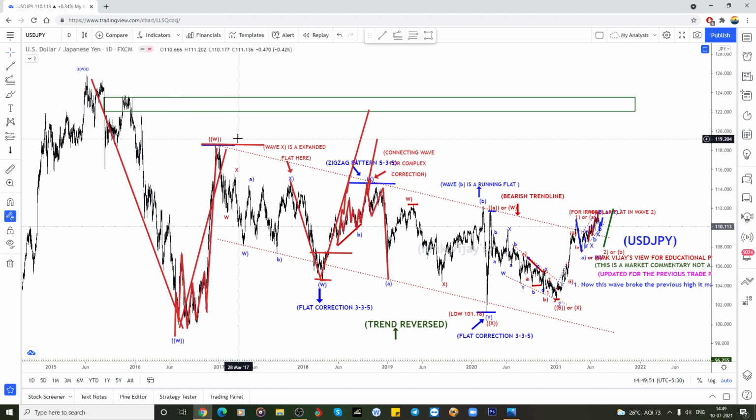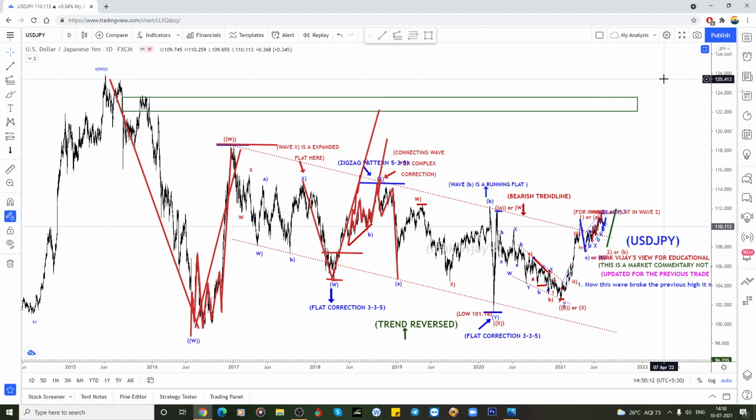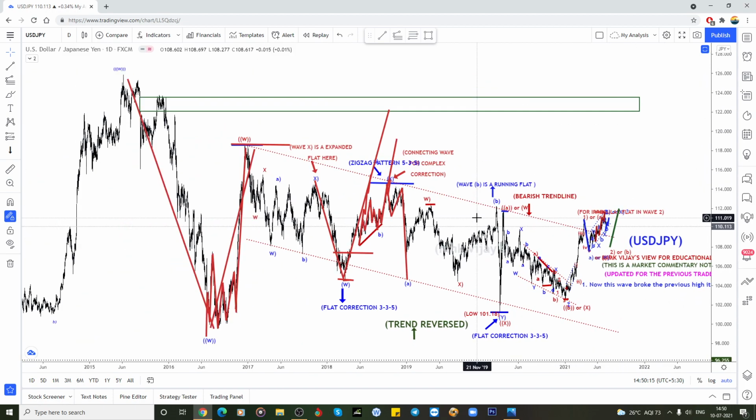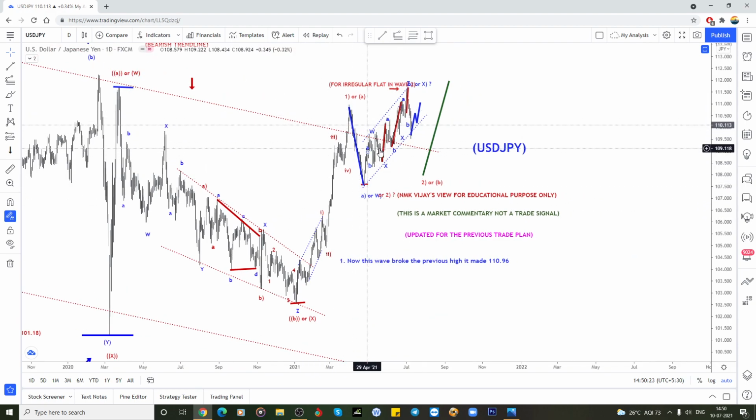So this is ABC, and it's ended here. So A, B and C. It's a flat correction. If it is a flat correction, that could be a 1, 2. So we are in the third wave. So 1, 2, 3, 4, 5. After that, that's the end of the third wave, and after that the fourth and fifth. So this kind of wave analysis only helps you to make money. It's not to get deeper into this W, X, Y, X. It's all only for reference that it could be converted into 1, 2, 3, 4, 5.